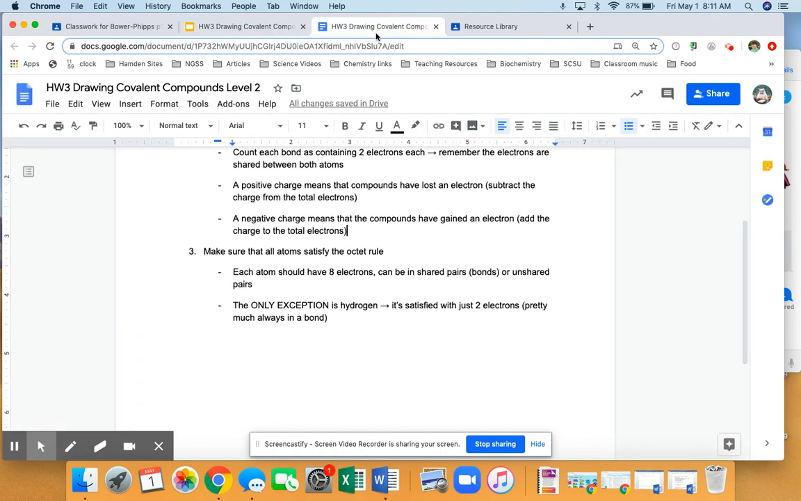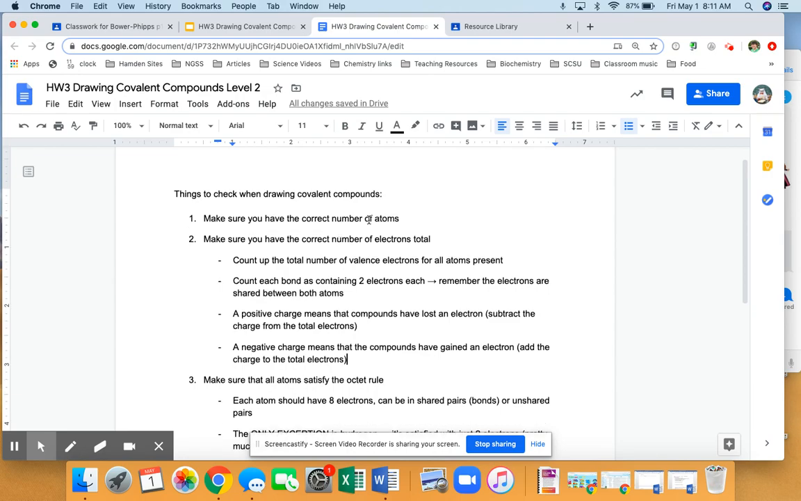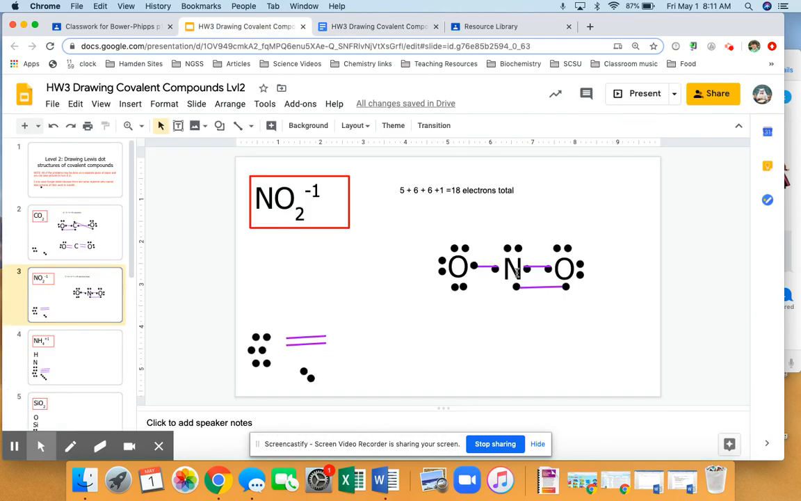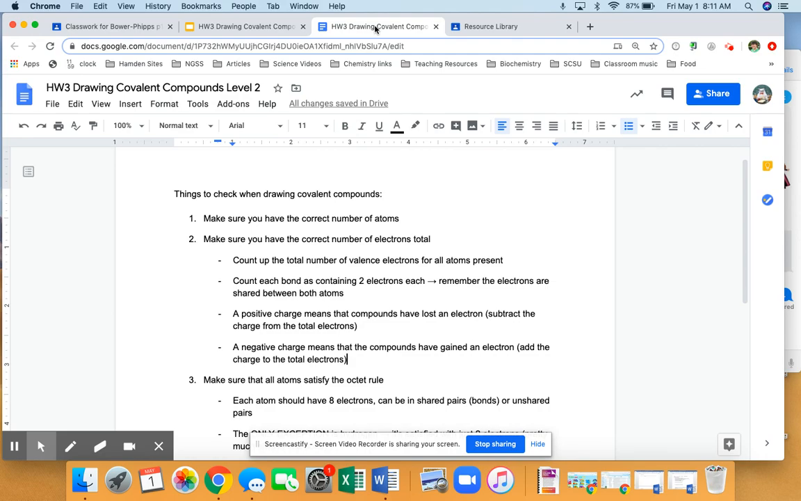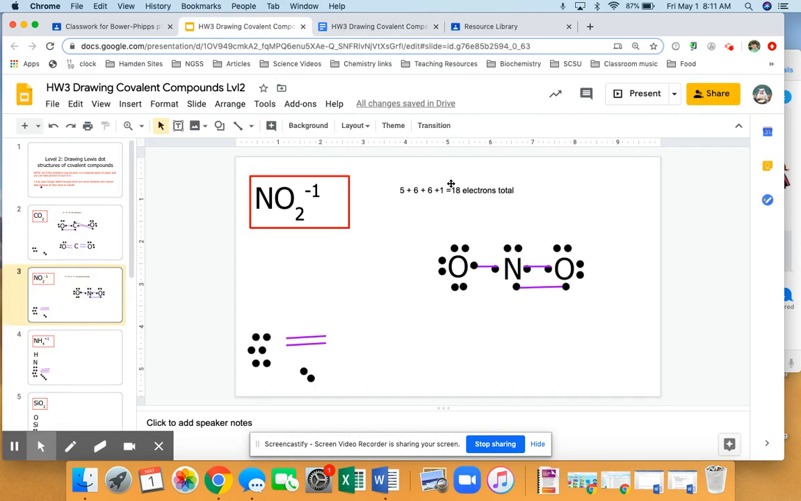We're going to go back and check. We have the correct number of atoms. Yep, 1 nitrogen, 2 oxygens. We have the correct number of valence electrons, right? Each bond has 2, and we're adding in that extra 1 for the negative charge. So 18 total. 2, 4, 6, 8, 10, 12, 14, 16, 18 total.